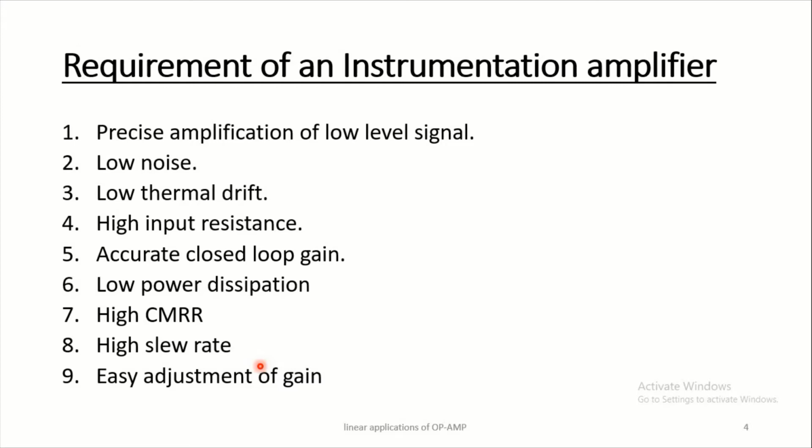The ninth is easy adjustment of the gain. This requirement can be achieved by using a potentiometer. By changing the potentiometer resistance value, the gain also changes. So by changing a resistance, the gain is also changing. So easy adjustment of gain can be achieved by using a potentiometer.